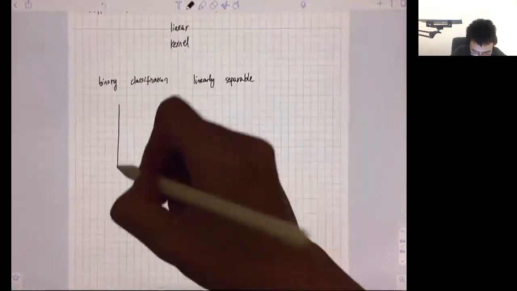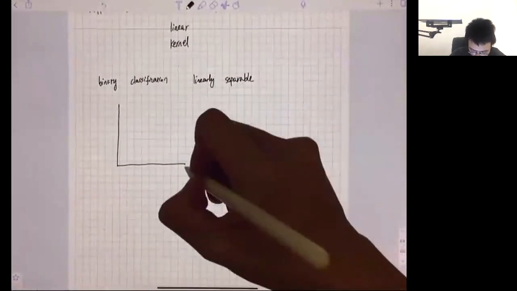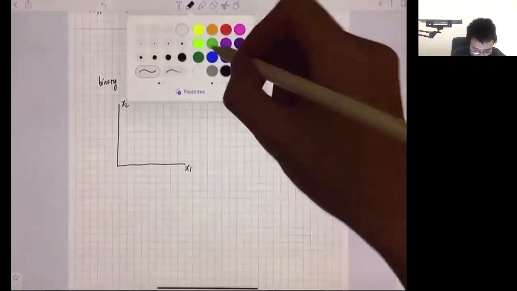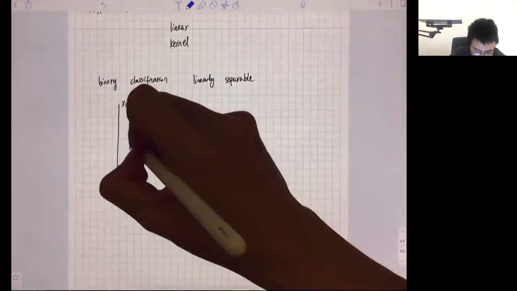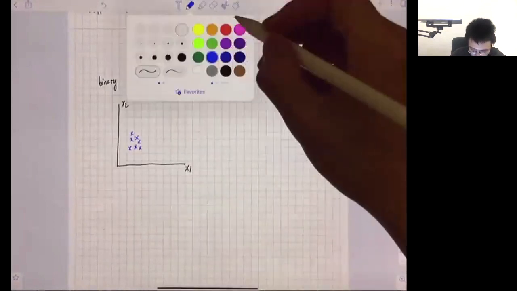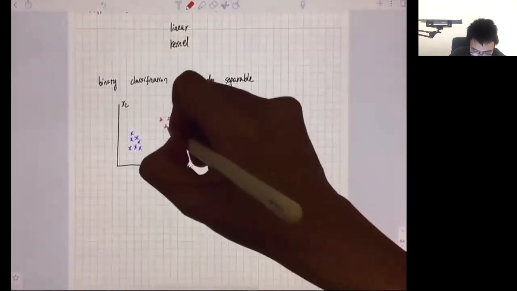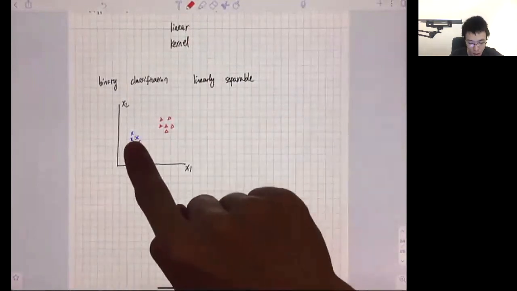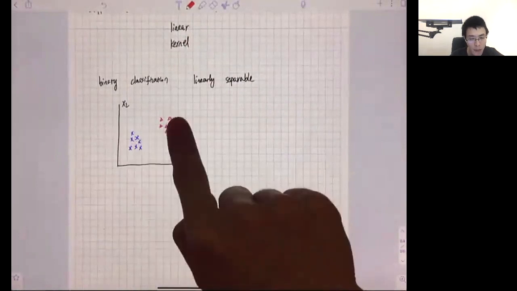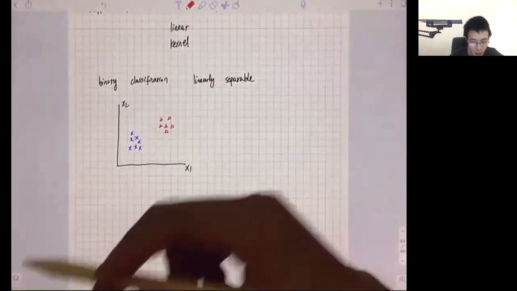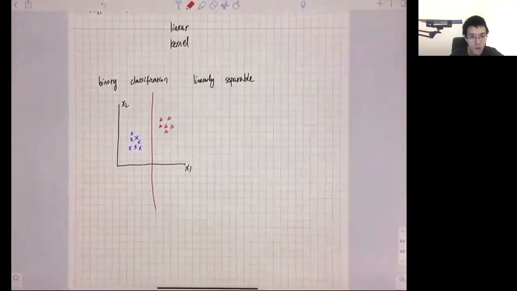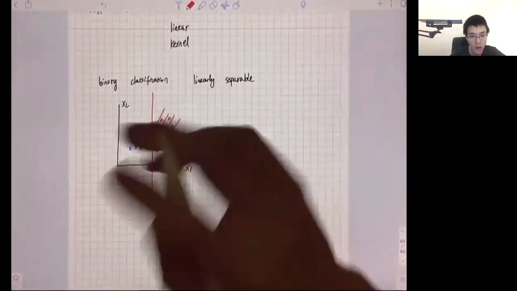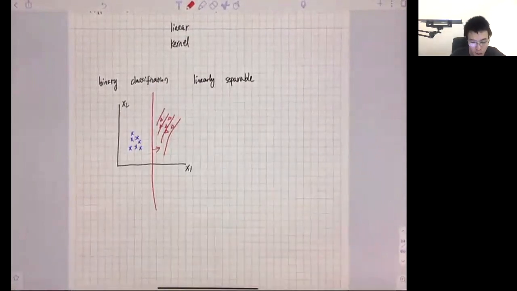So let's consider x1, x2 as my features. I have a few data samples here, and I have another few samples here. So indeed, it's a binary classification problem. I have two classes, this is the positive class, this is the negative class, and it's linearly separable. If I cut it off here, of course, I can achieve 100% accuracy.